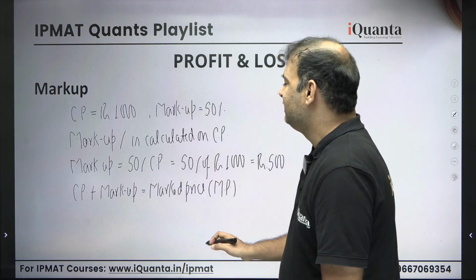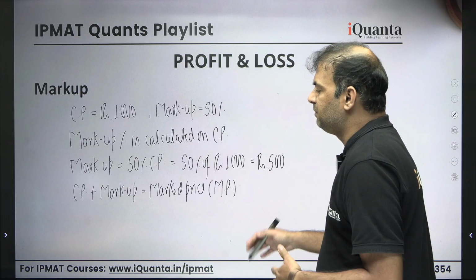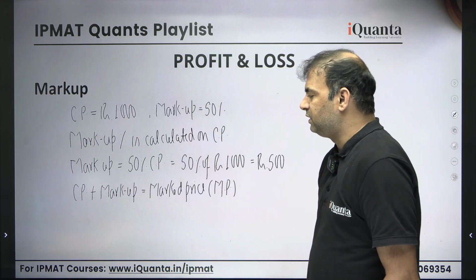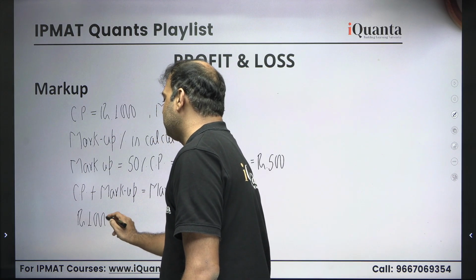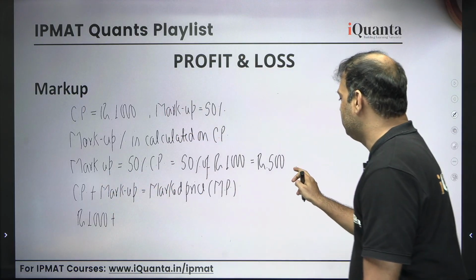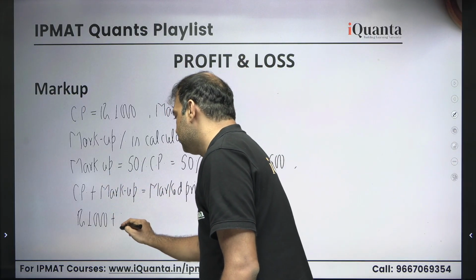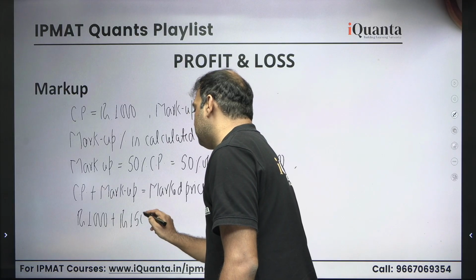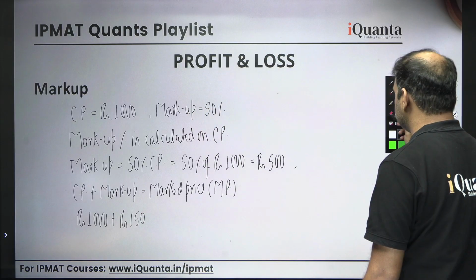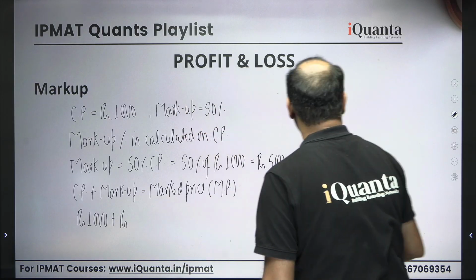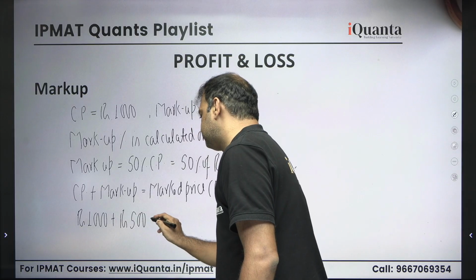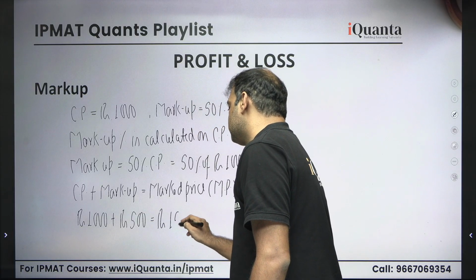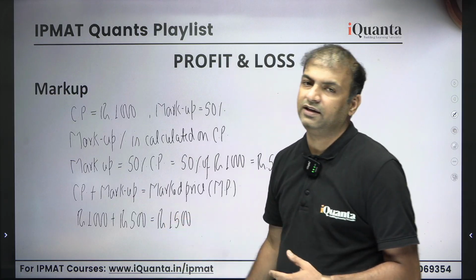Now in this case, what should be the amount of the marked price? Very simple. CP we took at 1000 rupees, and markup we just calculated as rupees 500. So we just add 500 to this, and what shall we have? Just a second, this is 500. So 1000 plus 500 will give us obviously 1500. So this is the very basic way we can calculate the marked price.